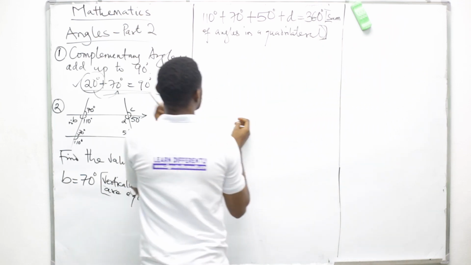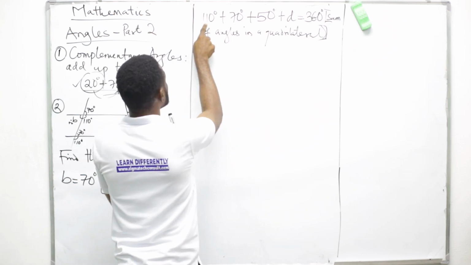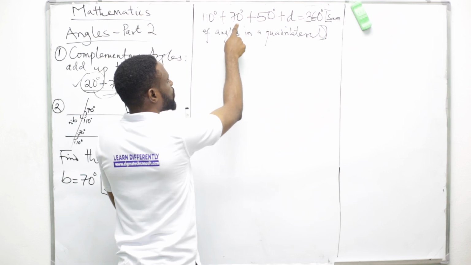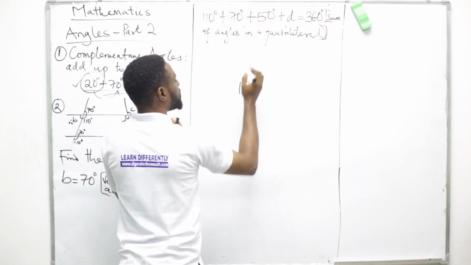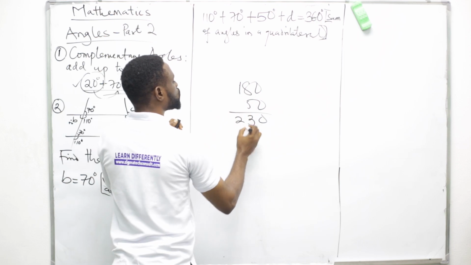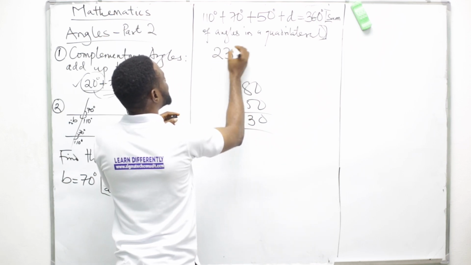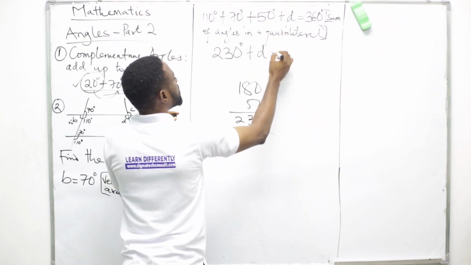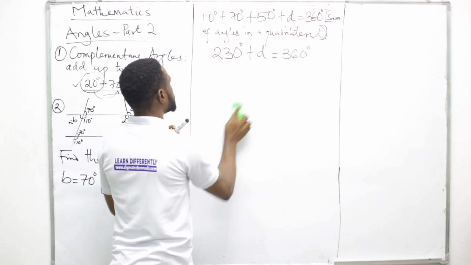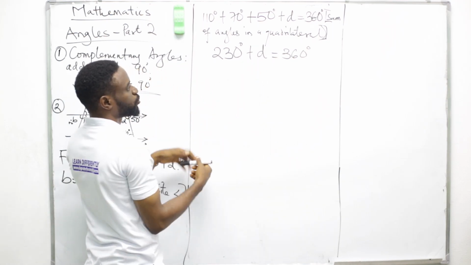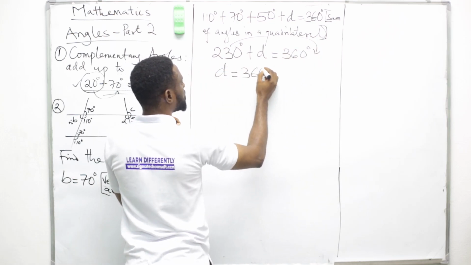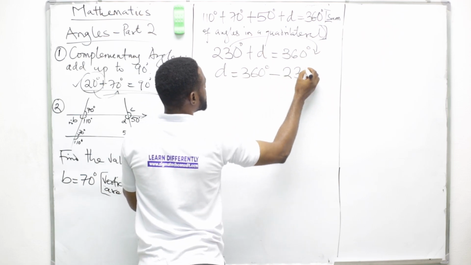Okay, so if we check this now, this plus this gives us 180. This plus this gives us 180. 180 plus 50 is 230. So this is 230 degrees plus D is equal to 360 degrees. You get that? Then what we do is we take like terms. So D will be equal to 360 degrees minus 230 degrees.